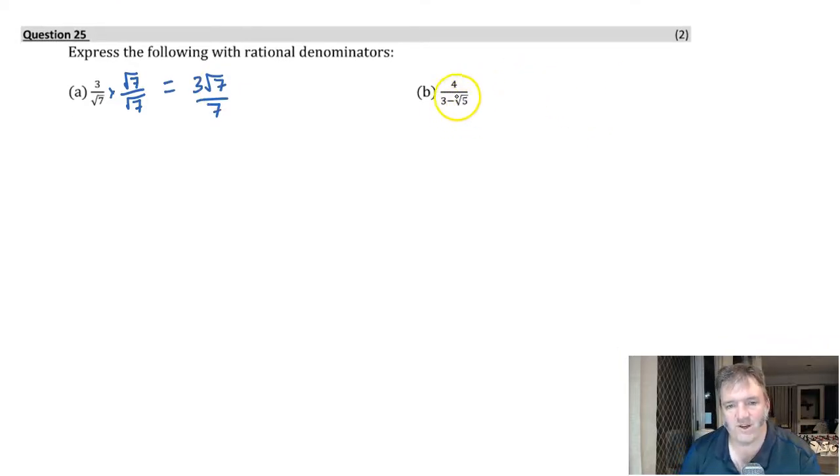4 divided by 3 minus root 5. It's a little bit tricky, this one. If I square it, I end up creating that tricky middle term, which would be 2 times 3 times root 5, and it'd be negative in this case. That'd be annoying. What is it that we have to do?